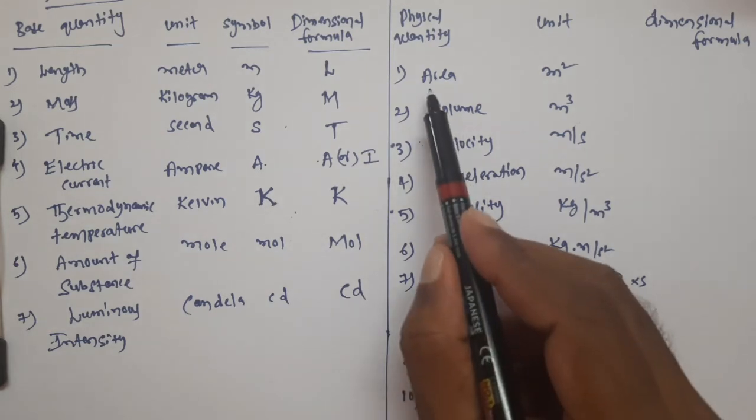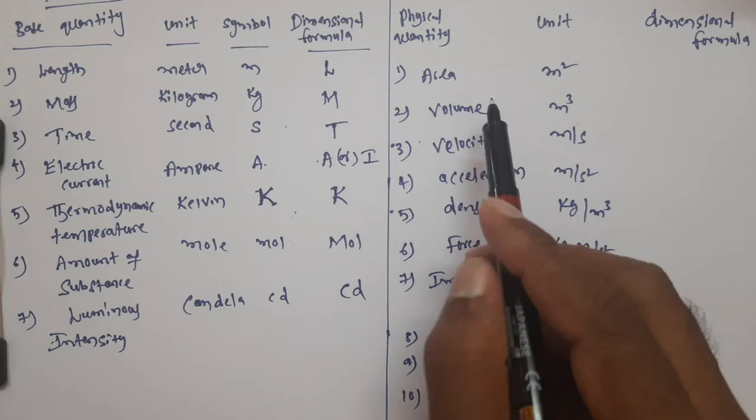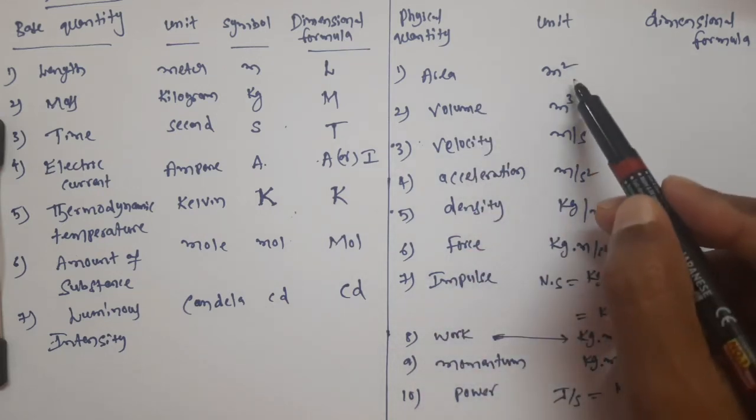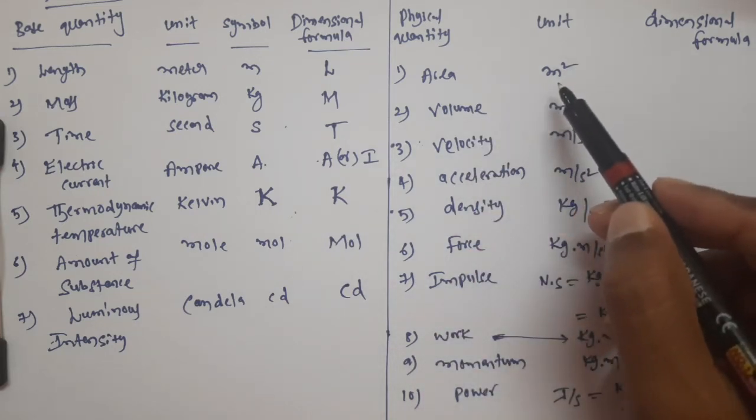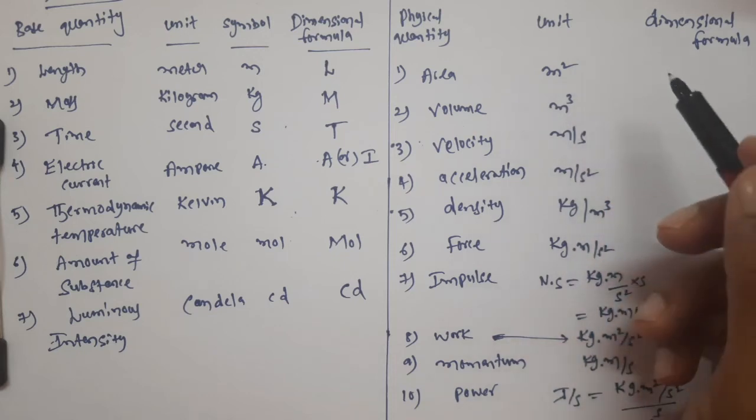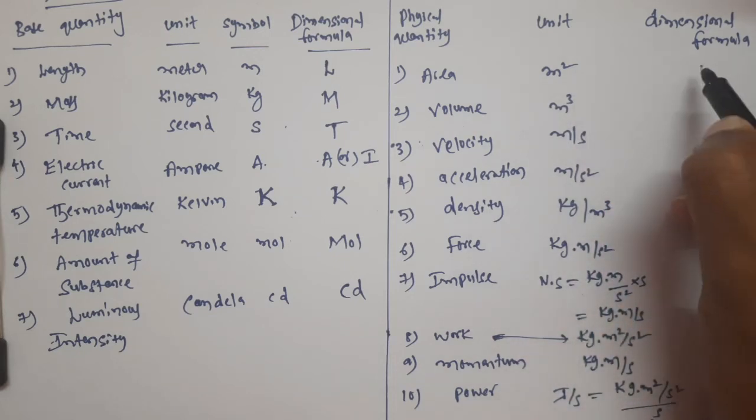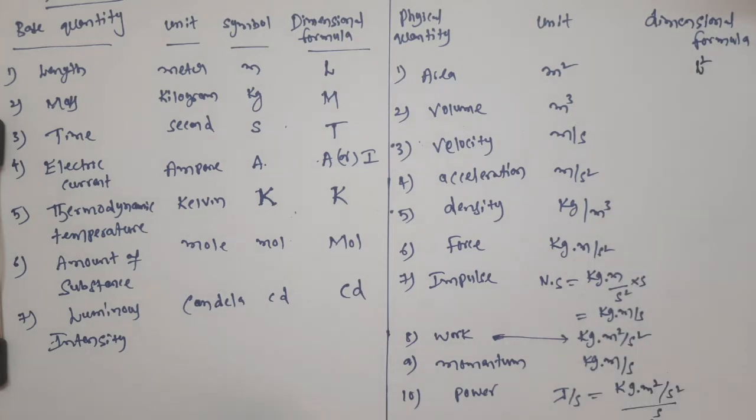So the first derived physical quantity we are taking is area. Area means the unit is meter square. But how many lengths do we have? Area means length into breadth. Of course, breadth is also length, right? So L into L. So what do we get, guys? L square. So the dimensional formula for area is L into L, that is L square.